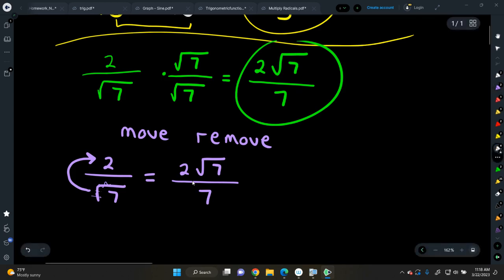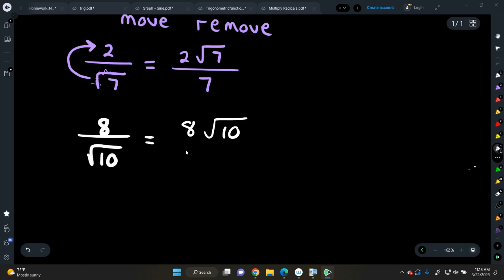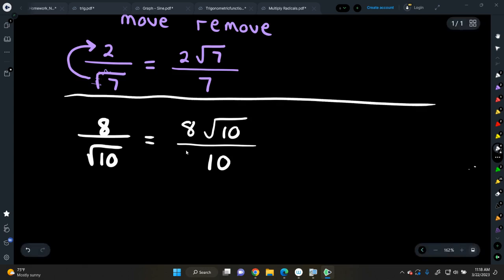That's my shortcut for it. Okay? So if we had 8 over the square root of 10, we're going to move and remove. So I'm going to move the radical up, and I'm going to remove the radical from the bottom, leaving me with just the 10. Move and remove. Okay, that's my shortcut, so you don't have to do all the multiplying and all. Okay? Everybody okay with that? Okay.